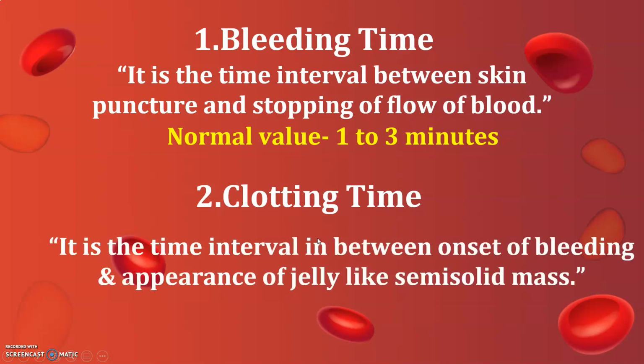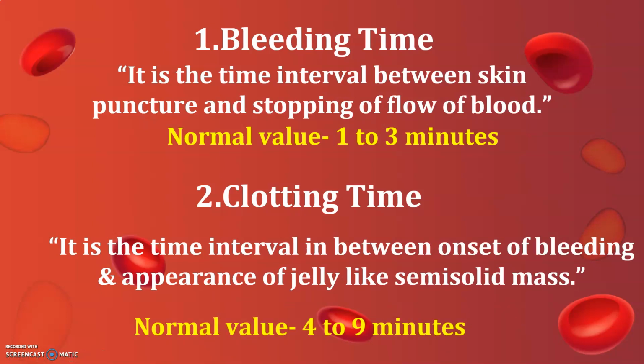What about the clotting time? It is the time interval between the onset of bleeding and appearance of a jelly-like semi-solid mass. Meaning the conversion of fluid into a semi-solid mass is known as blood clot, and the time required for that is clotting time. What about the normal values? It is about 4 to 9 minutes. So students should pause this video and write both definitions along with the normal values, which is helpful for your viva as well as your synopsis and theory purposes.